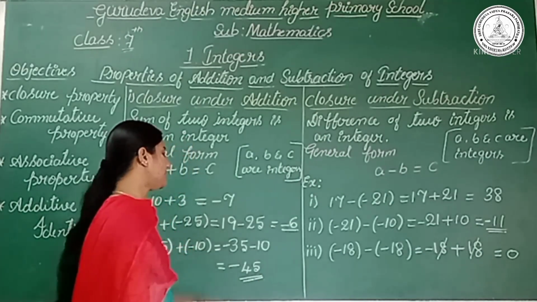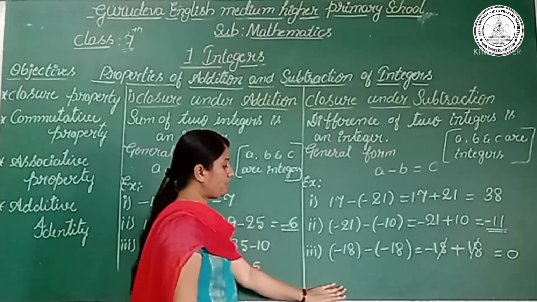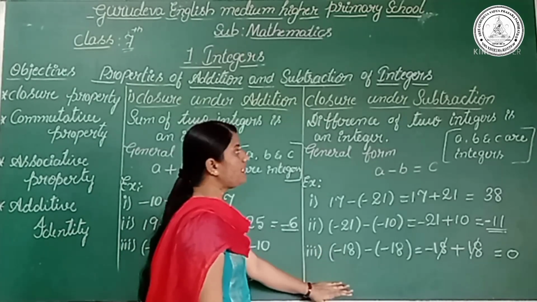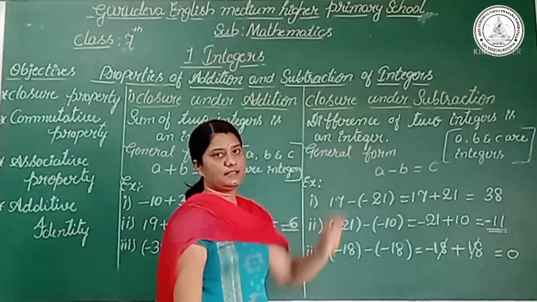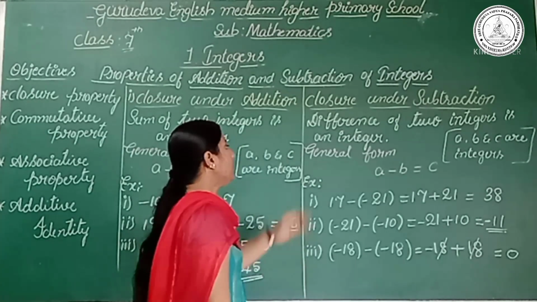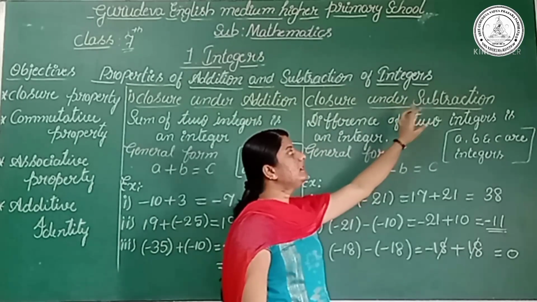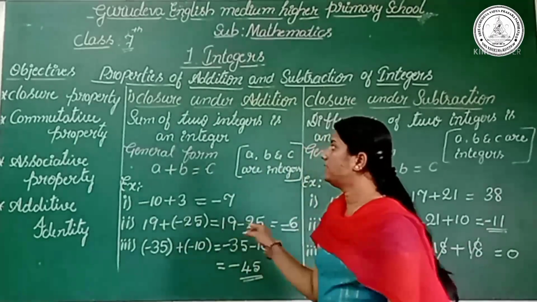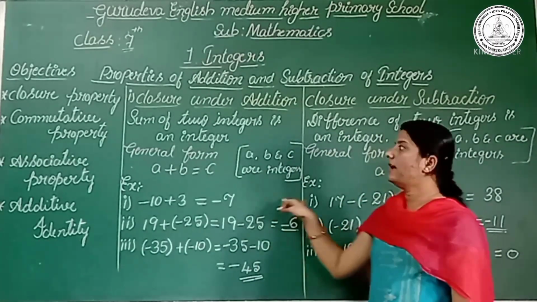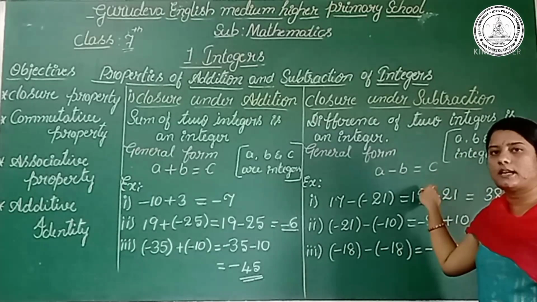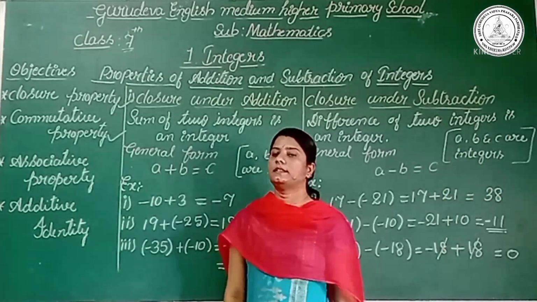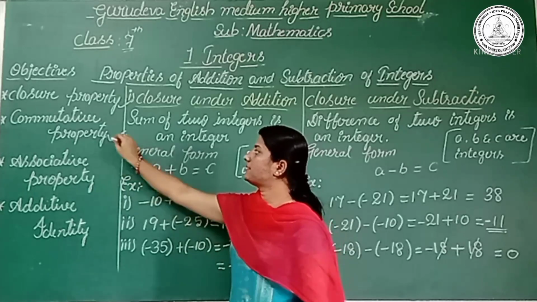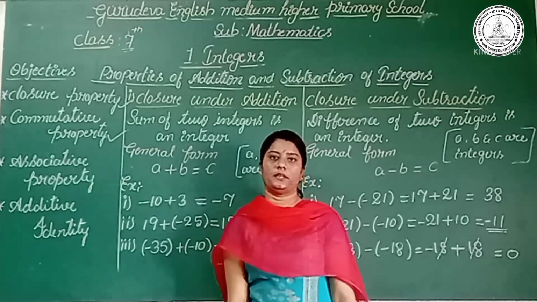So hence we say that the subtraction of integers is closed under subtraction. Hence we say that integers are closed under subtraction. Right? Is it clear? Yes. Here there is closure under addition, and integers are closed under subtraction.